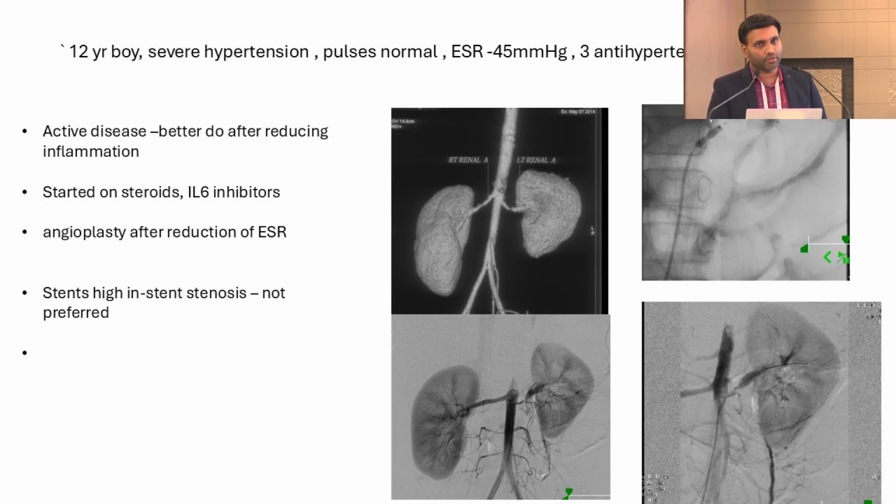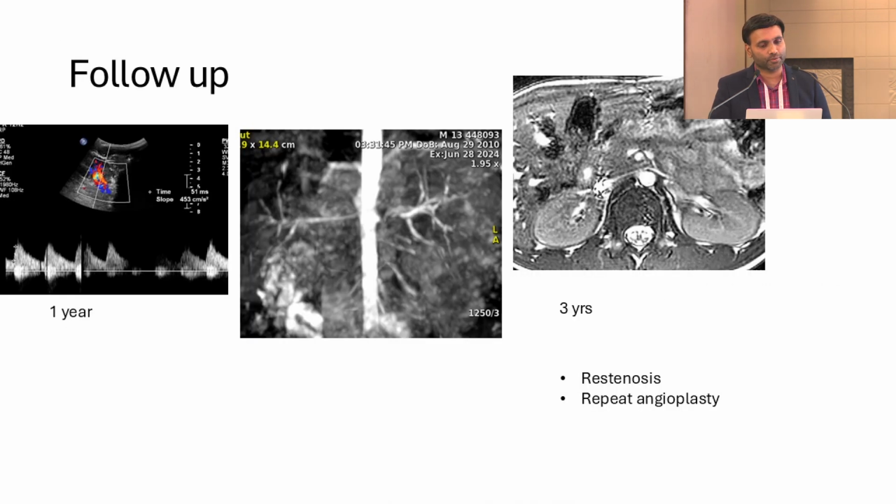In Takayasu, it's less preferred to do stenting. If you do stenting, since it's an inflammatory disease, it will recur. In-stent stenosis will happen, in-stent thrombosis will happen. So always the idea is to do multiple repeat angioplasties rather than stenting in Takayasu disease. The disease will recur, the stenosis will recur, but again you can do angioplasty after 6 months, 1 year, 2 years, etc. That's the routine in Takayasu. It's never a case for stenting unless you have a complication during the procedure.